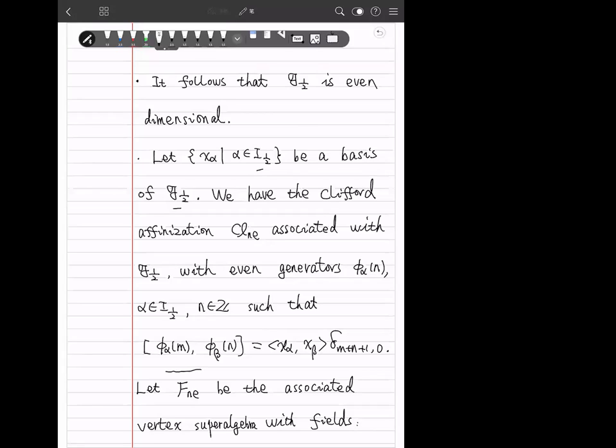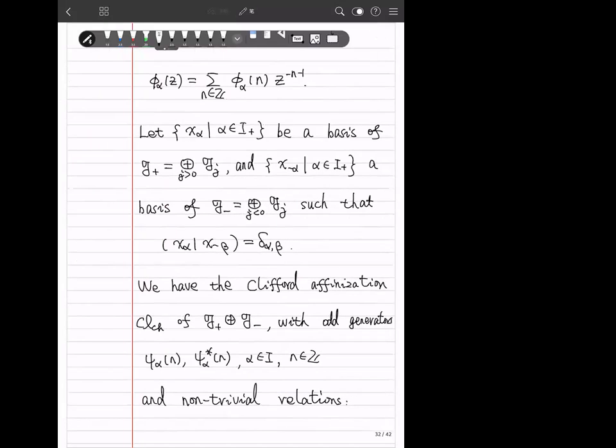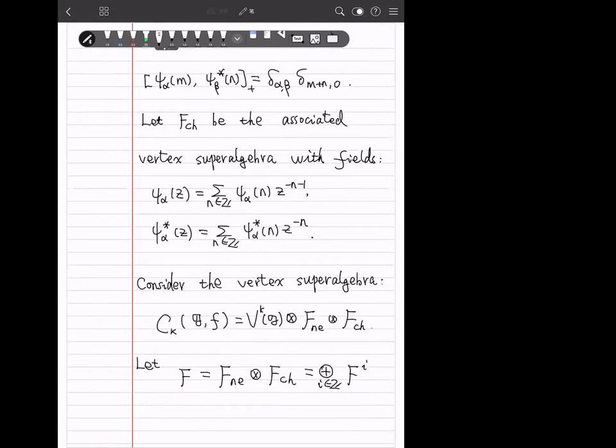Now with this we can define the associated vertex superalgebra with these fields. Also, we consider g_+, the positive part. So S_alpha is just a basis of this part, and S_{-alpha} is the basis of the negative part, and satisfies this. Also, we have the Clifford algebra of this, with all the generators, and the following relations. So we also get this associated vertex superalgebra with the fields defined by this.